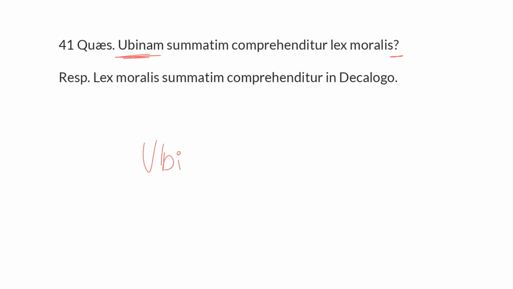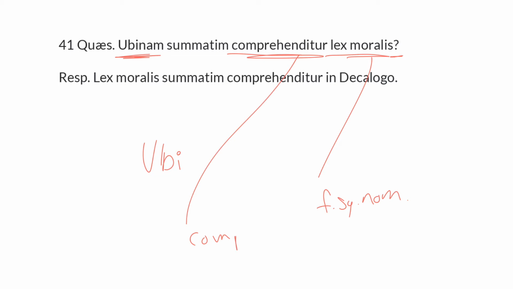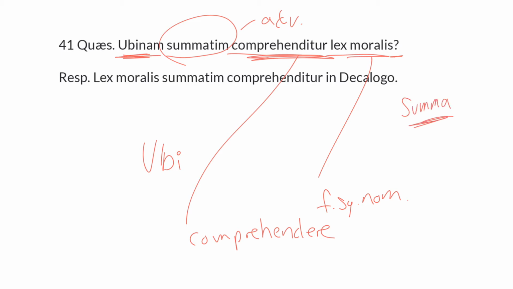Where precisely, where in particular, and then our subject, lex moralis, which is feminine singular and nominative as the subject of comprehenditur. Comprehenditur is from the third conjugation verb, comprehendo, comprehendere, and this is a third singular present indicative passive. So where exactly is the moral law comprehended or summarized carefully, summatim? And this is an adverb obviously formed from the adjective summus, summa, or the noun derived from it, summa.